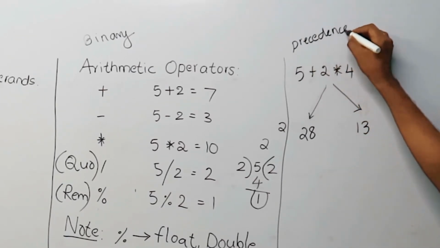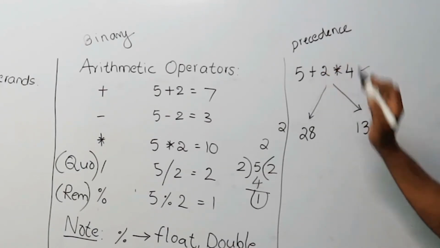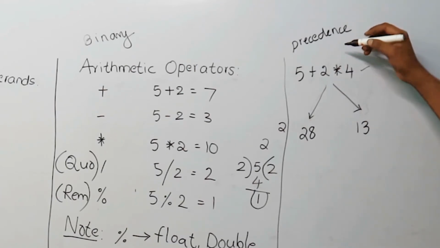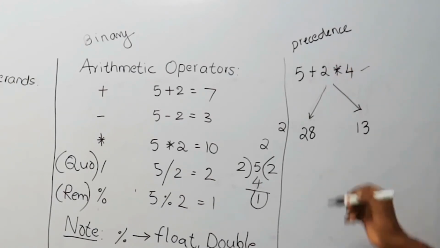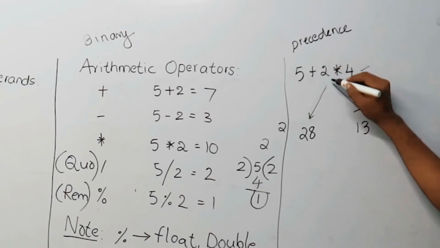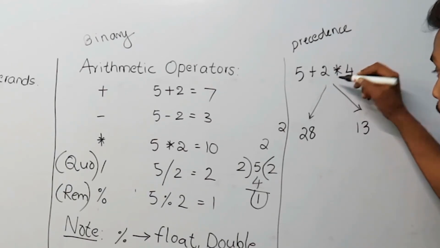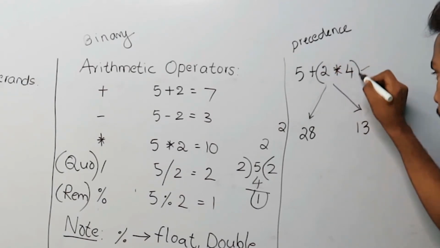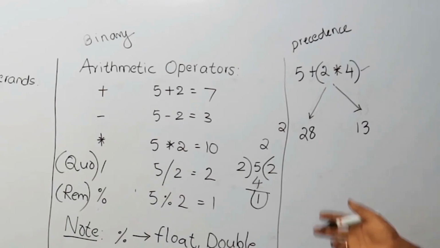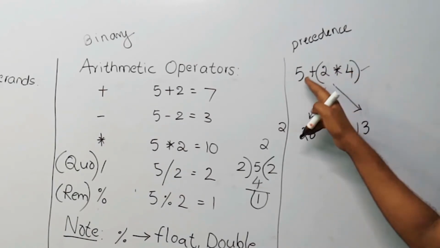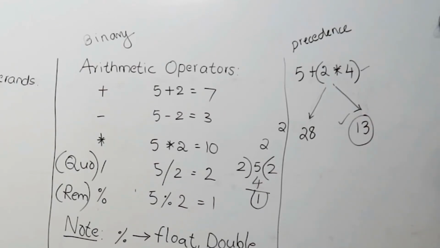For this expression, the computer will take the help of the precedence table. The precedence table tells you that star has higher precedence than plus. So star will be executed first. That means multiplication is done first, and then addition will be carried out. So the answer will be 2 into 4, 8, plus 5, 13. That is how the computer gives you the correct answer.